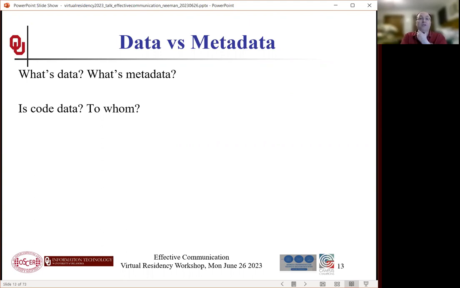How about to a chemical engineer? Is the text of the Iliad data to them? Probably not. Unlikely. I would say it's data if that's the research question they're trying to answer. Well, if they're a chemical engineer, are they trying to answer questions about the text of the Iliad? It depends on what project they're involved in.